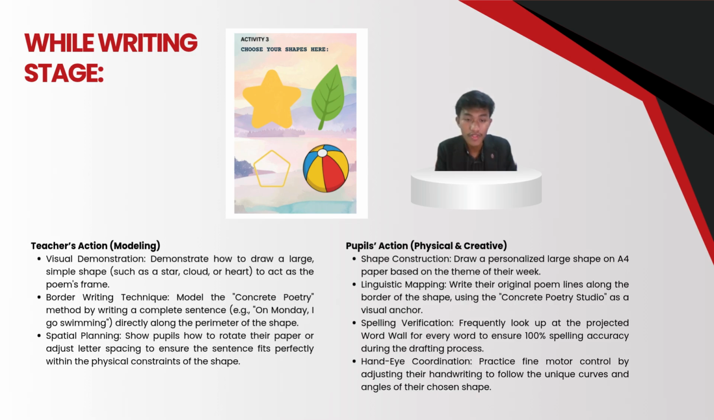The first thing that the teachers need to do is a visual demonstration. Demonstrate how to draw a large simple shape such as a star, cloud or heart to act as a poem frame. You can see I have put examples of the shapes there, so you can use them later if you want to have the task or the material.